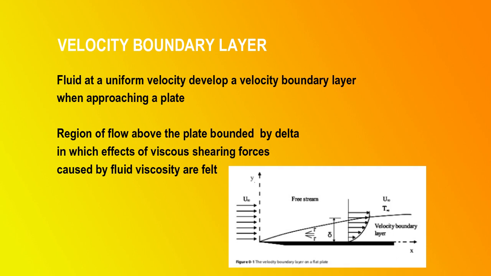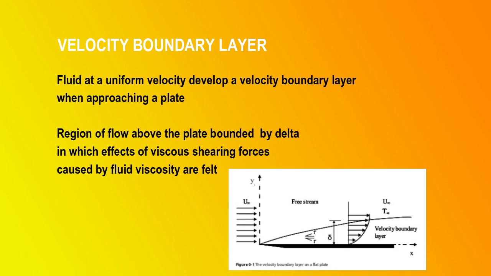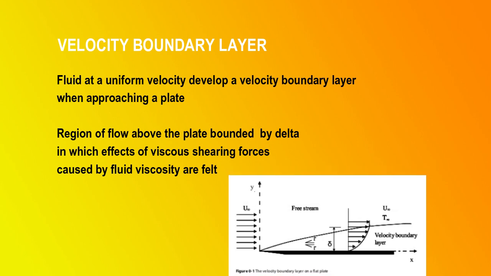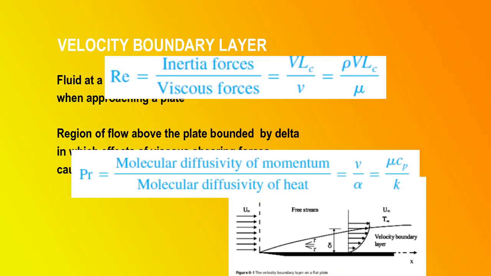Velocity boundary layer is developed when a fluid at uniform velocity approaches a plate. As we can see in the figure above, the region of the flow above the plate bound by delta is where the effects of the viscous shearing forces caused by fluid viscosity are felt. For the boundary layers, we have two formulas, which are Reynolds number and Prandtl number.